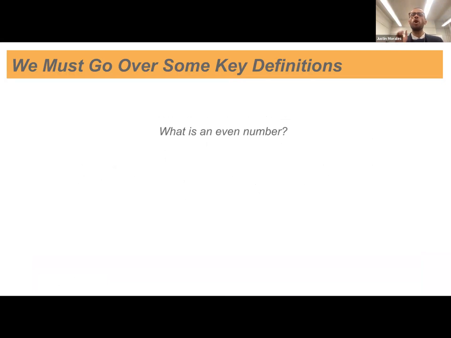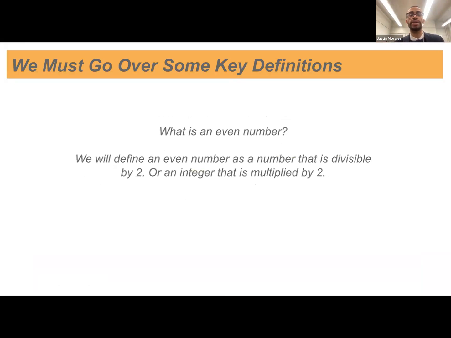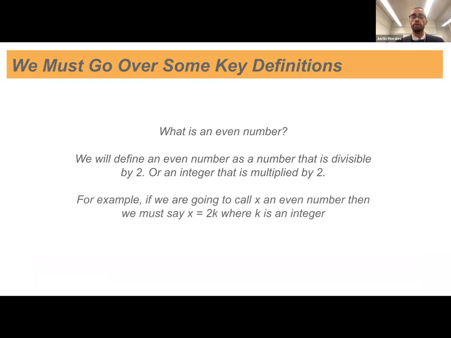Now we're going to define what an even number is. We will define an even number as a number that is divisible by 2, or an integer that is multiplied by 2. So if we're going to call x an even number, then we must say x is equal to 2k, where k is an integer. Remember, when you take an integer and multiply by 2, it will be an even number.